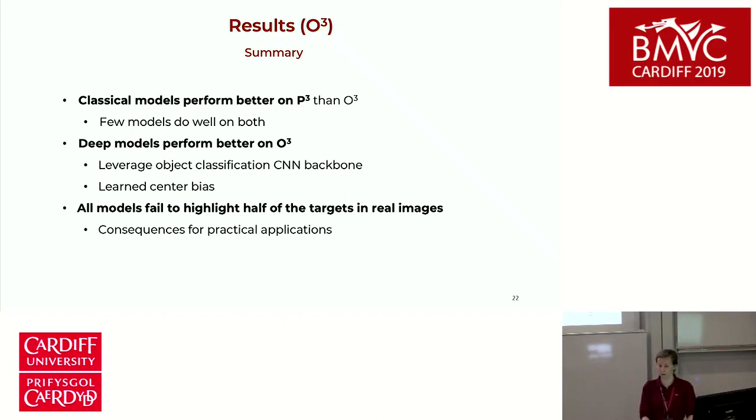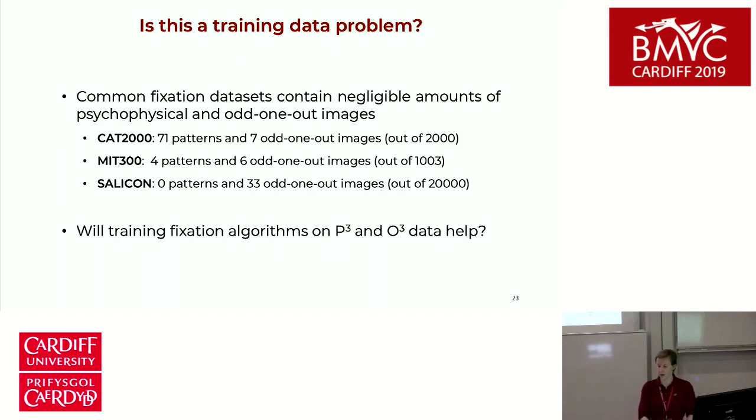We also found that most models fail to highlight half of the targets in real images, which may have consequences for practical applications of these algorithms in areas such as marketing or advertising. So the next question we want to ask is, is this a training data problem? Can we do something with the training of deep learning models to improve their results?